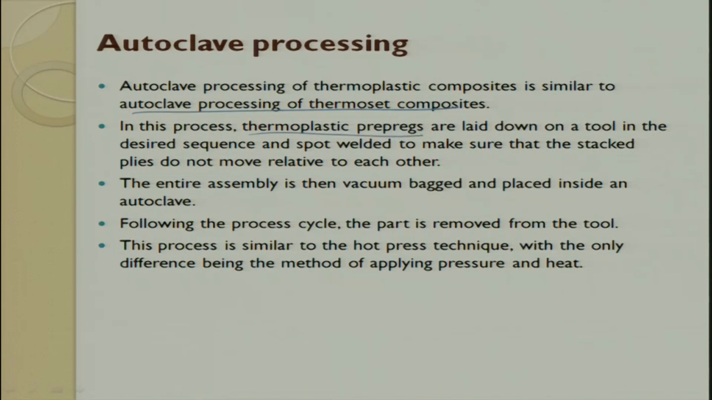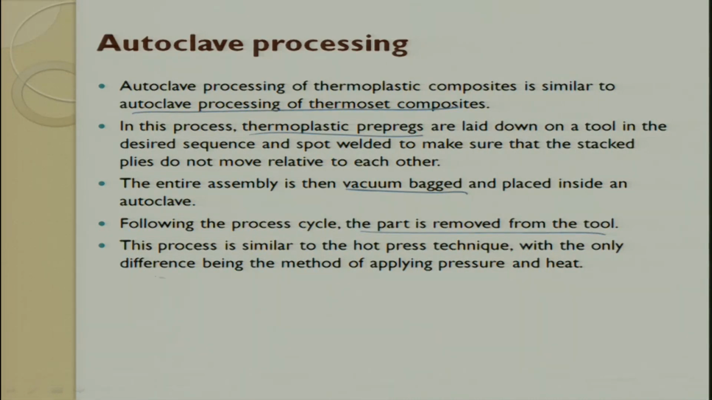The thermoplastic prepreg is laid on a tool. The desired sequence you try to maintain, and then spot weld to ensure that the stacks do not move. They will never move in thermoset, but here in thermoplast, since it is viscoelastic, you have to apply pressure. There is a possibility that the interplies can move. So, that has to be avoided. Then a vacuum bag is placed in an autoclave, and following the process cycle, the part is removed from the tool, and then you get the part.